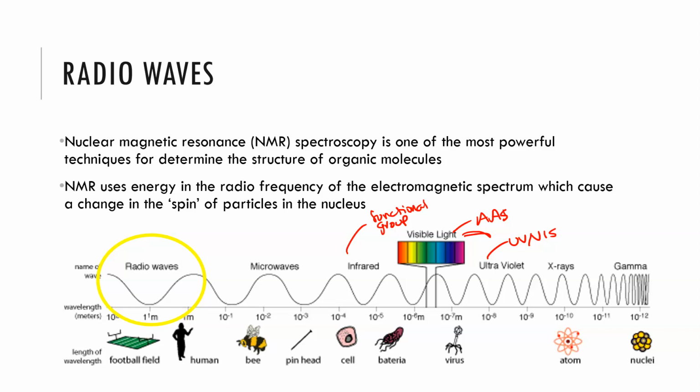So NMR uses energy in the radio frequency of the electromagnetic spectrum, which causes change in the spin of the particles in the nucleus. So AAS, we were looking at energy transitions within the electron cloud, so from high energy to low energy, ground state to excited state electrons. Infrared, we are looking from low energy to high energy vibrations within the bonds of molecules. Now we're actually probing energy transitions from low to high within the nucleus of the atom.